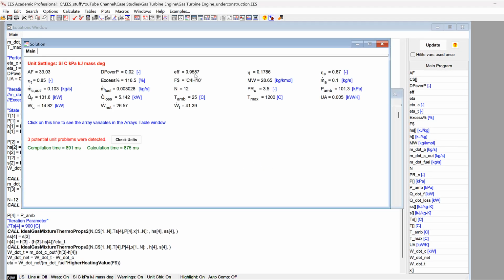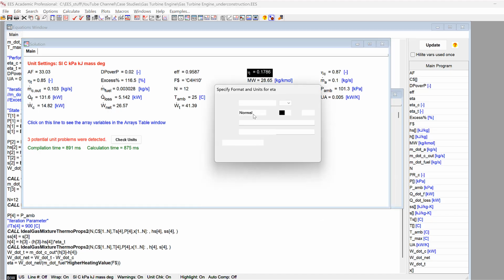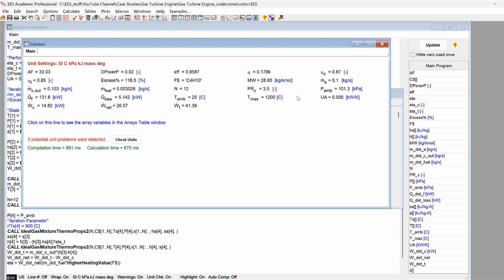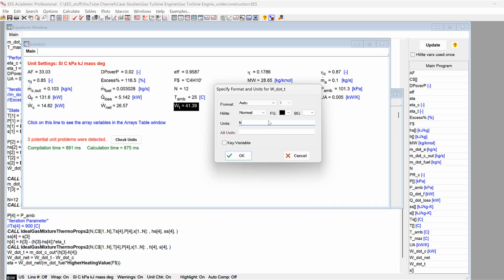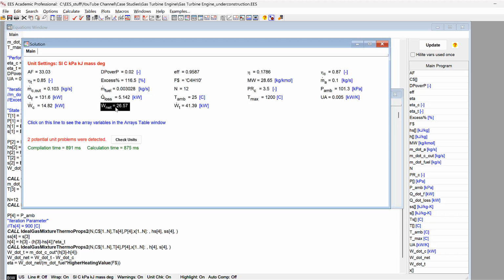And yes, it does. Let's fix the units. This is 17.86. Maybe I also want that in percent. I must have some other unit problem here. This is going to be in kilowatts, and this is going to be also in kilowatts.